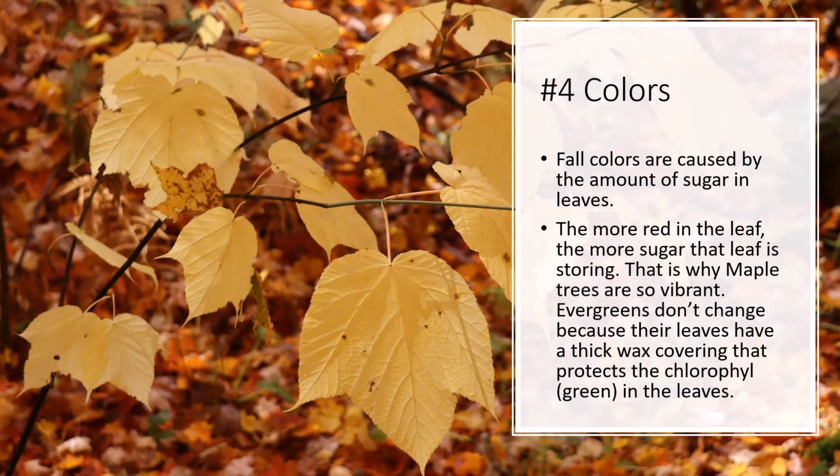Fall colors are caused by the amount of sugar in leaves. The more red in the leaf, the more sugar that leaf is storing. That is why maple trees are so vibrant. Evergreens don't change because their leaves have a thick wax covering that protects the chlorophyll in the leaves.